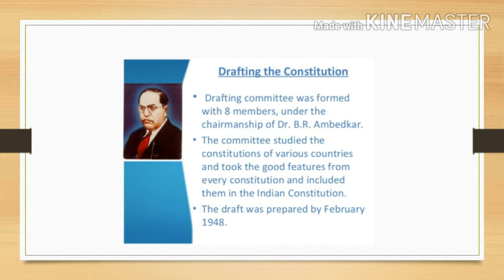Next, drafting the Constitution. The Drafting Committee was formed with 8 members under the chairmanship of Dr. B.R. Ambedkar. The committee studied the constitutions of various countries and took the good features from every constitution and included them in the Indian Constitution. The draft was prepared by February 1948. So, the chairman of the drafting committee is Dr. B.R. Ambedkar.